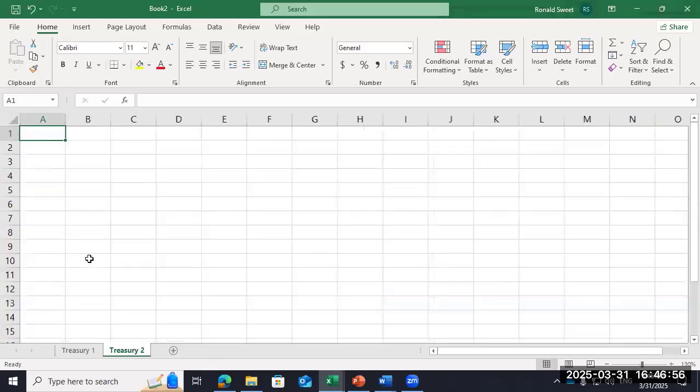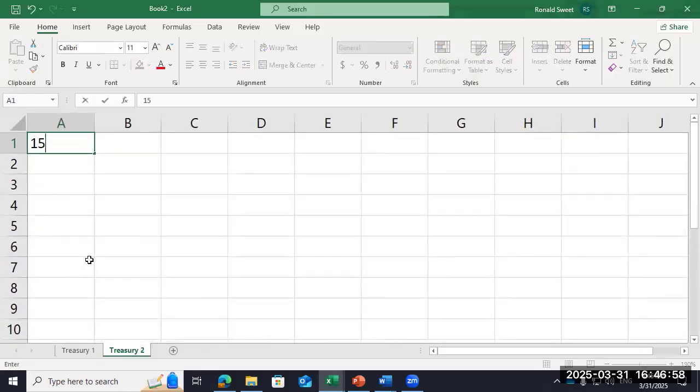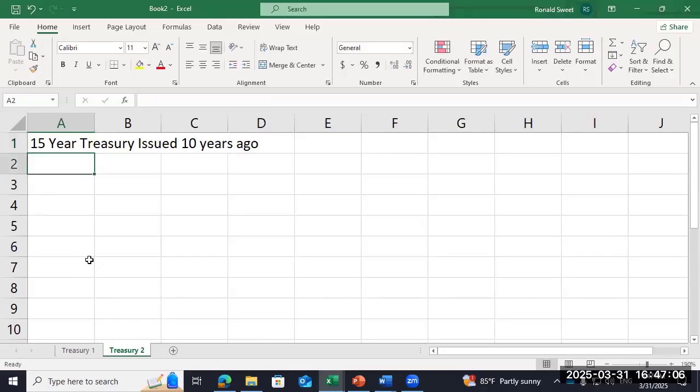So this time, let's try a 15-year Treasury issued 10 years ago. All right, so what's our time here? What kind of bond is this? It was issued 10 years ago, but it's 15 years when it was issued. So 5-year bond, how much time is left?